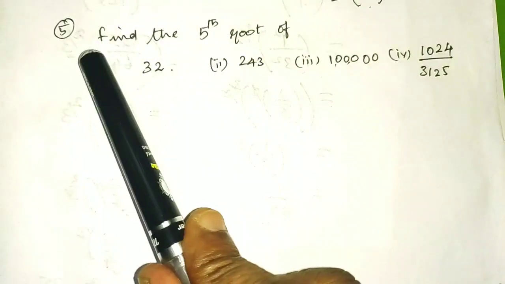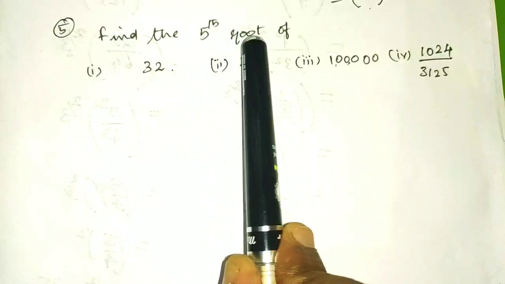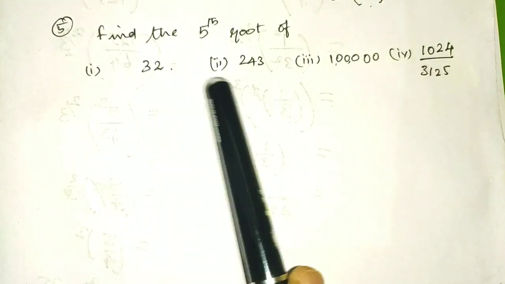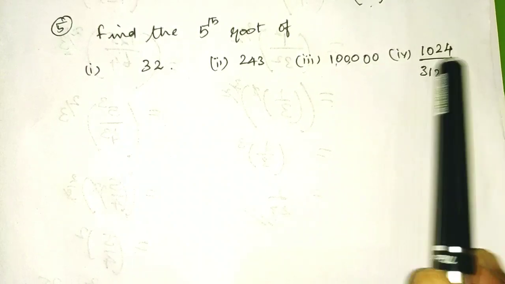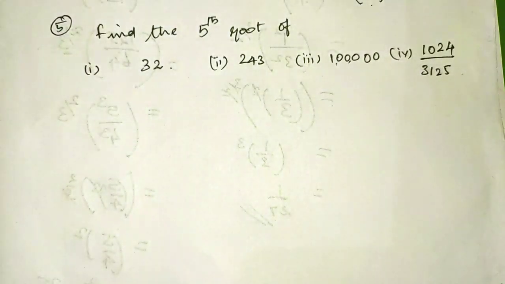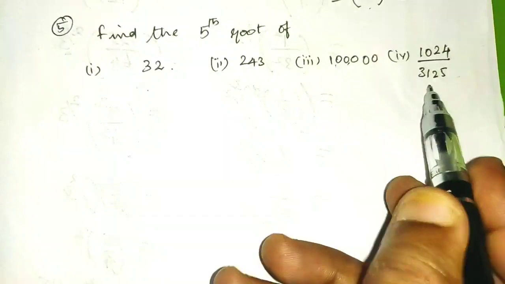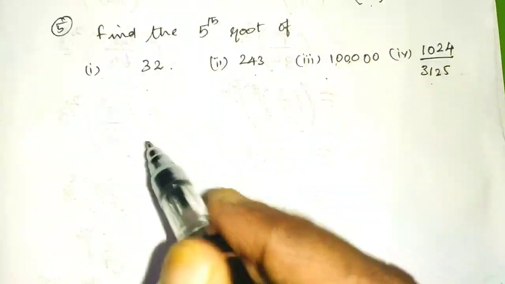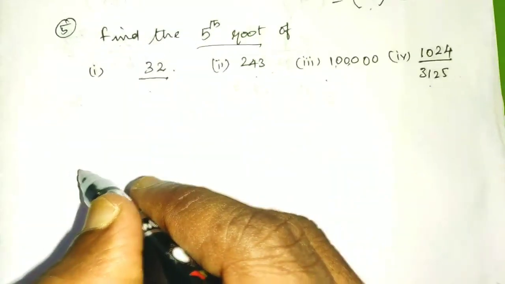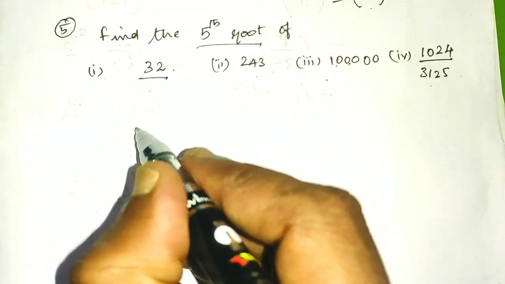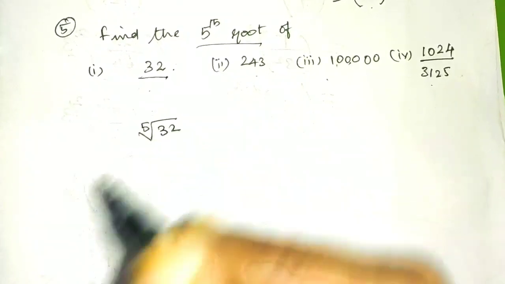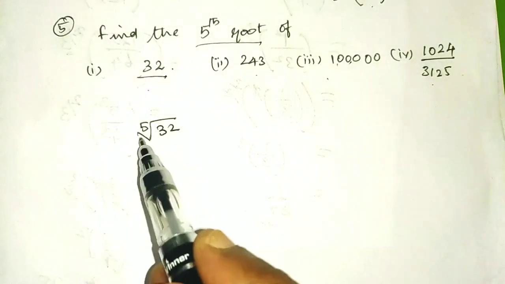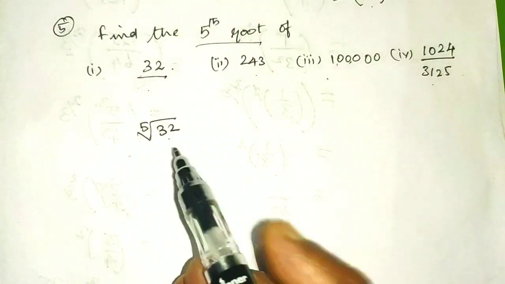The last sum, fifth sum, is to find the fifth root of: first one 32, second one 243, third one 1 lakh, fourth one 1024 by 3125. In this I will do the first sum and the last sum. Do the second and third as homework. The first sum is fifth root of 32. So you have to express this in the symbol, fifth root of 32.